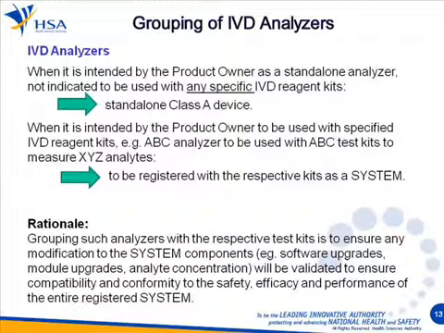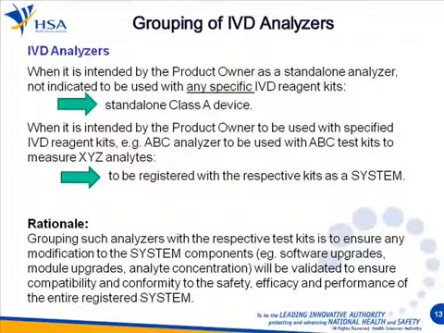When it's intended by the product owner to be used with a specific type of IVD reagent kit, specified in the intended use, for example, ABC analyzers to be used with ABC test kits to measure XYZ analytes, what is going to happen to this kind of devices is that they are to be registered with the respective kits as a system. In this, we actually bring out to you our rationale behind it.